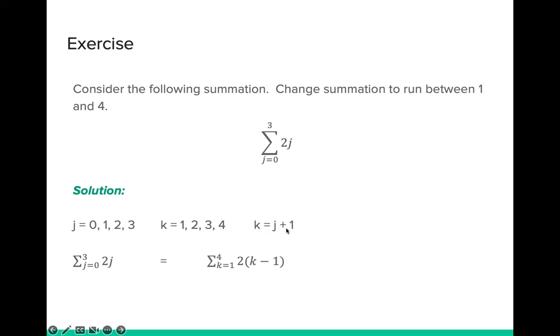Okay, so using simple algebra, we simply equate this into j equals k minus 1, transposing 1 to the other side. So in order to get the value of j, we simply replace or substitute that into the original formula, and we then have k minus 1, right?